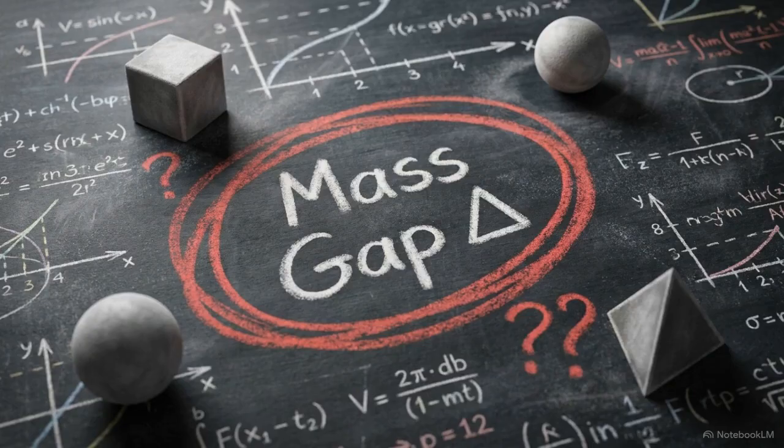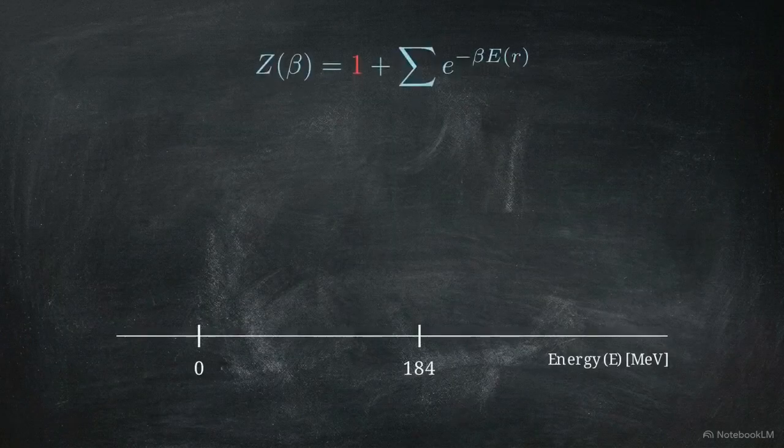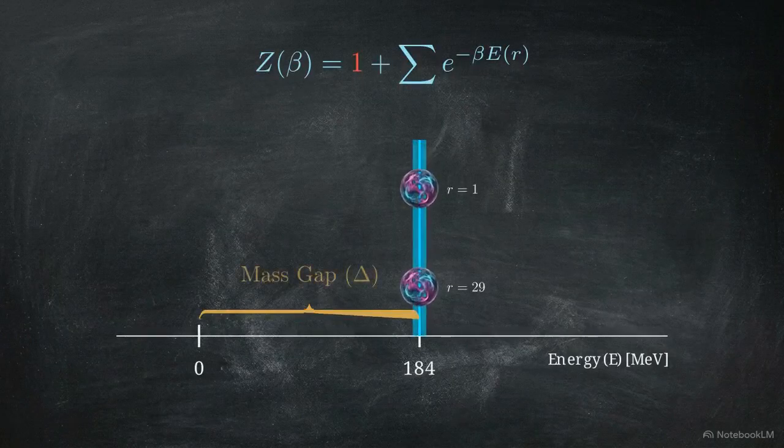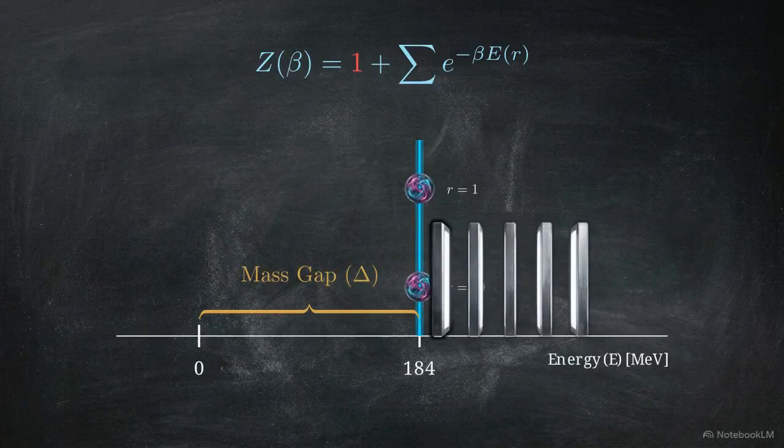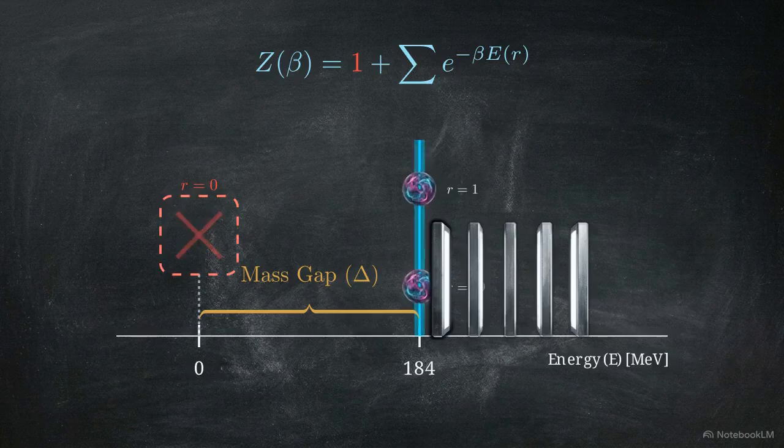Field theorists often raise a specific objection. If you pump extreme thermal energy into the system, wouldn't that eventually force the mass gap to close? By calculating the standard thermodynamic partition function for the discrete lattice, we find the exact same gap energy derived by the geometric proof. The zero state remains energetically forbidden.